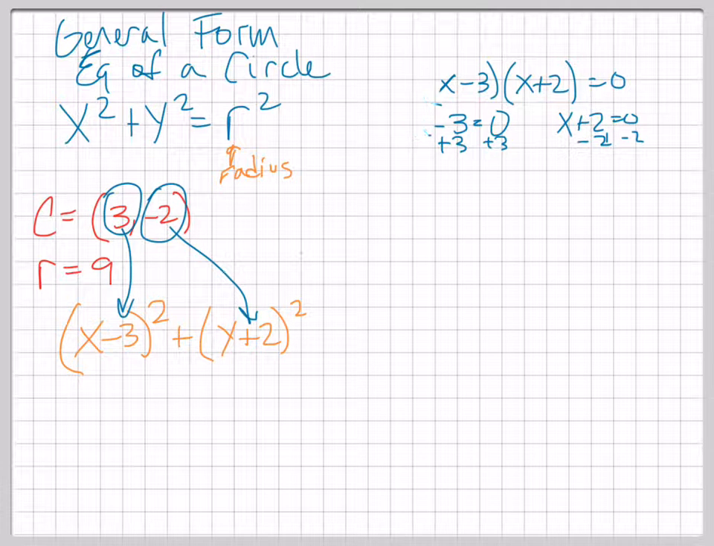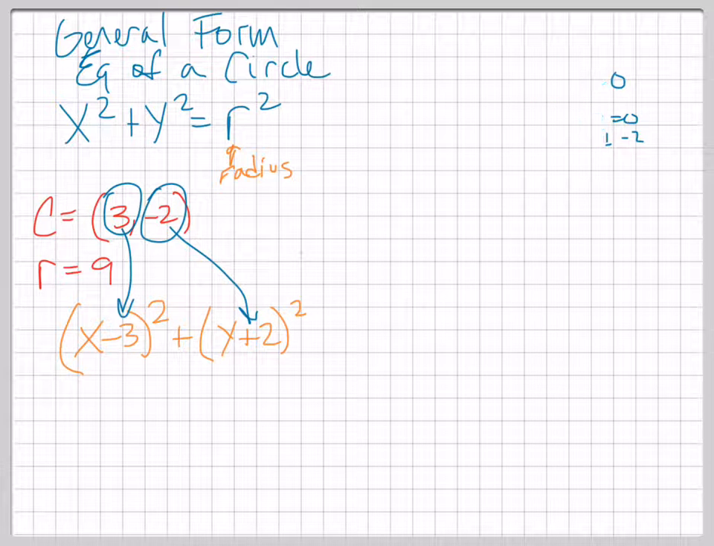Okay? So that's the best way I can explain it, that when we write it inside the general form of an equation, we always write the opposite of what the center is. So if it's positive 3, negative 2, it's actually negative 3 with the x, positive 2 with the y. And then for the radius, again, it's 9, so we have to do the radius squared. 9 squared is 81. Okay? So that's how you would write the equation of a circle given the center and the radius.